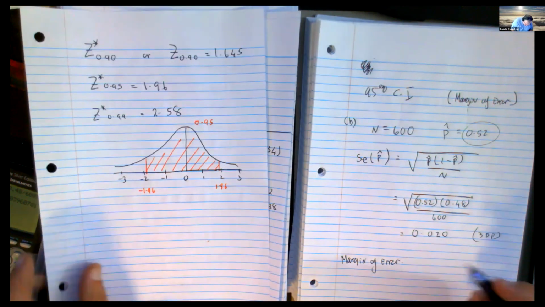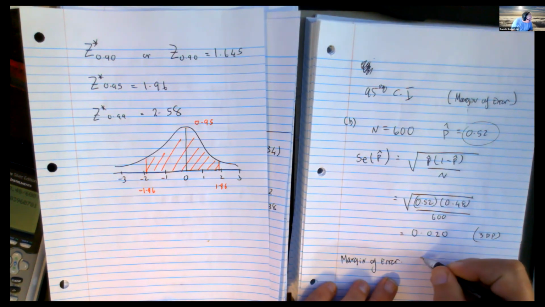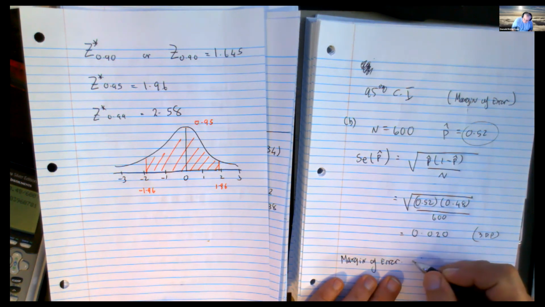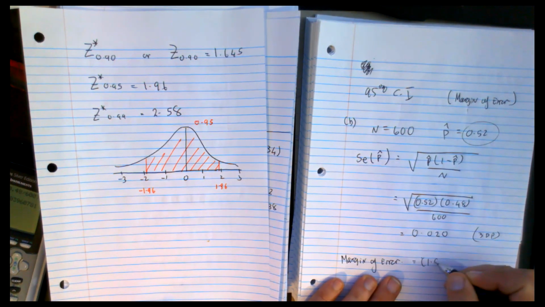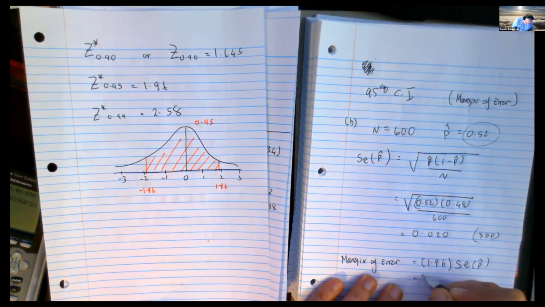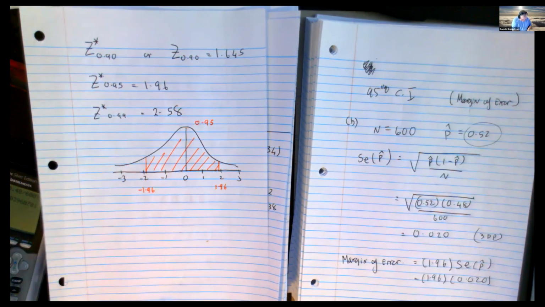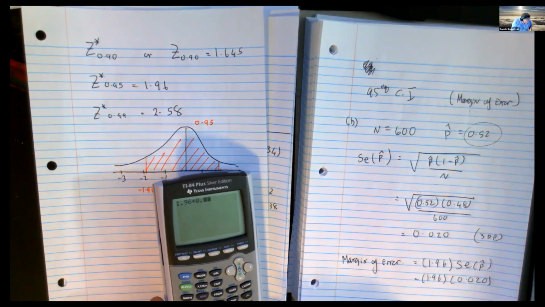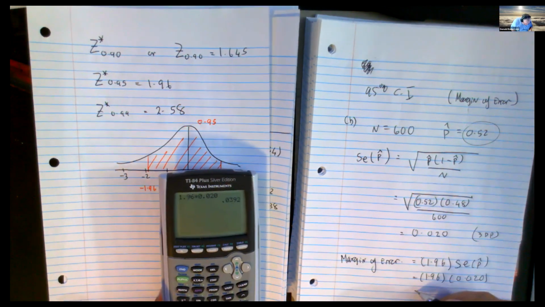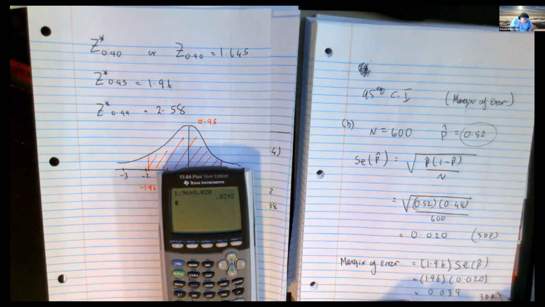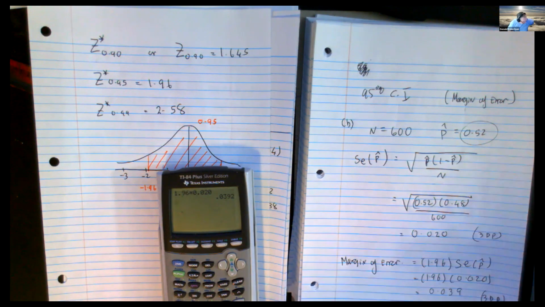So I'm going to take, for a 95% interval, does anybody remember the magic number for 95%? 1.96. Okay. Times the standard error, right? So it's going to be 1.96 times 0.020, and the answer I get is 0.039 to 3 decimal places. And of course, there's going to be some rounding off issues knowing WebAssign.